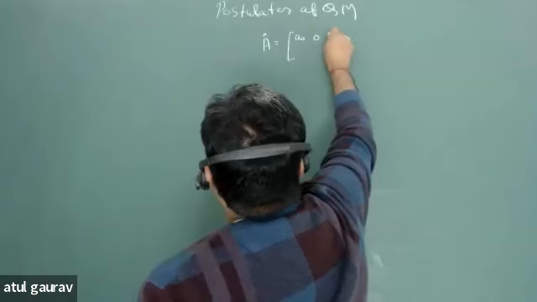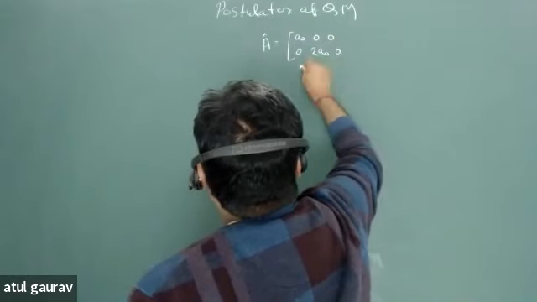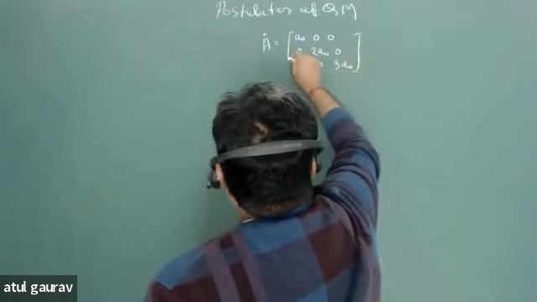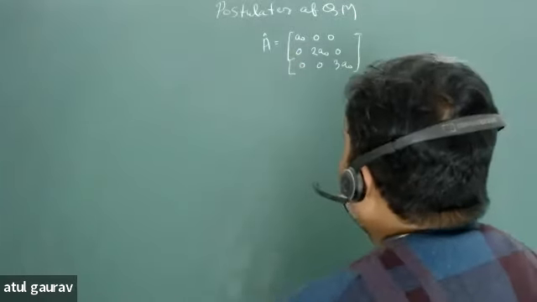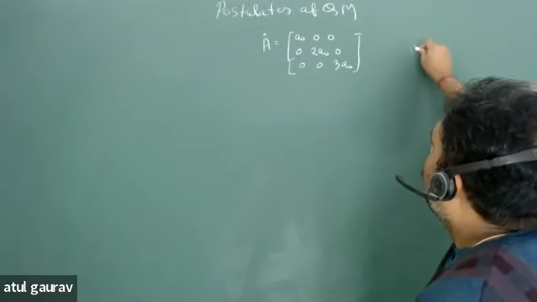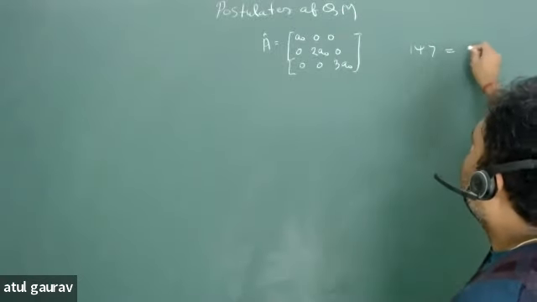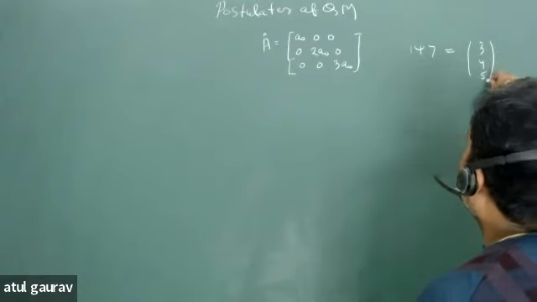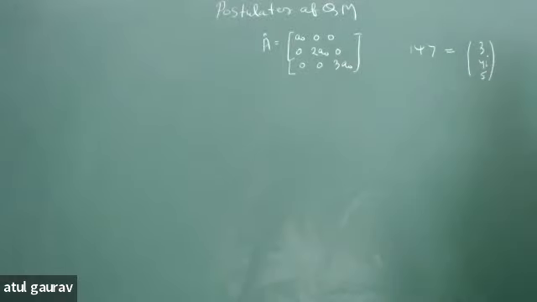A naught, 2 A naught, 3 A naught. So this is a 3 cross 3 matrix. And if this operator is measured on a state psi, and this psi is defined as 3, 4i, and 5.